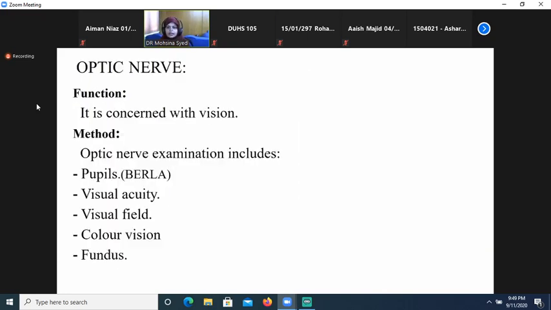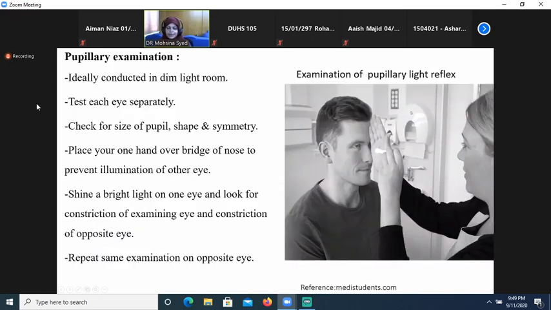Then the second cranial nerve. The second cranial nerve, the optic nerve, is concerned with the sense of vision. And the examination includes the pupil examination, visual acuity, visual field, color vision, and the fundus examination. Okay, first of all, the pupil examination.